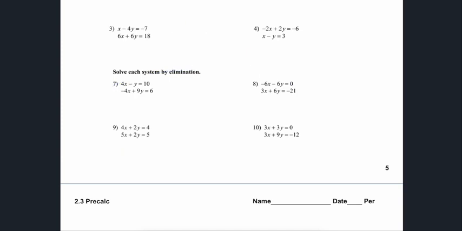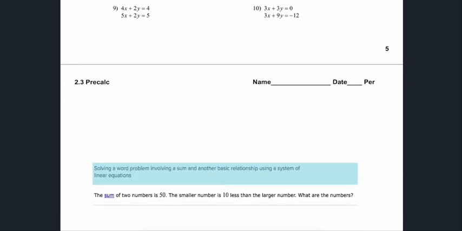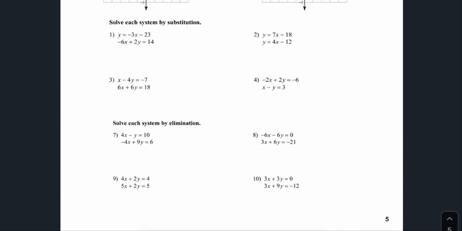Okay. And then tomorrow we are going to talk about some word problems that end up being like this, but we'll show you how to interpret those word problems. So for the rest of class, work on these 10 problems, okay?